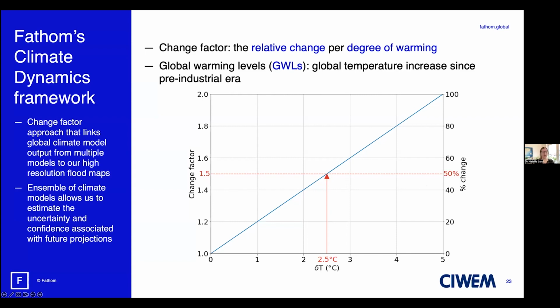Hi, everyone. Apologies, I've got a slightly unstable internet connection, which is very good timing. Thanks, Nans. So we've covered some of the theory about how floods may change in the future in response to climate change and some of the ways that this can be modelled. I'm now going to focus on some specific examples to show how we at Fathom have gone about modelling changes in future flooding on different spatial scales.